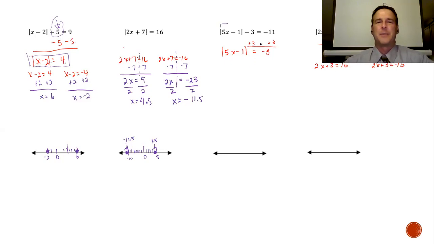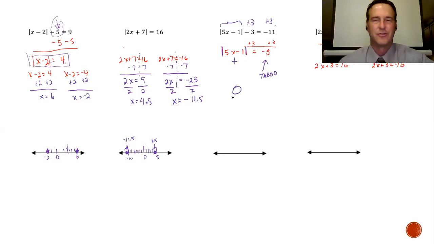Again, I have to get this guy by itself. And I don't want to subtract 3 here, so I'm going to add 3. All right, and negative 11 plus 3 is negative 8. And again, taboo. You cannot have absolute value bars set equal to a negative, because anytime you put a number in here, it always makes it positive. And so positives cannot be equal to a negative. These are my favorite. No solution. You're done.